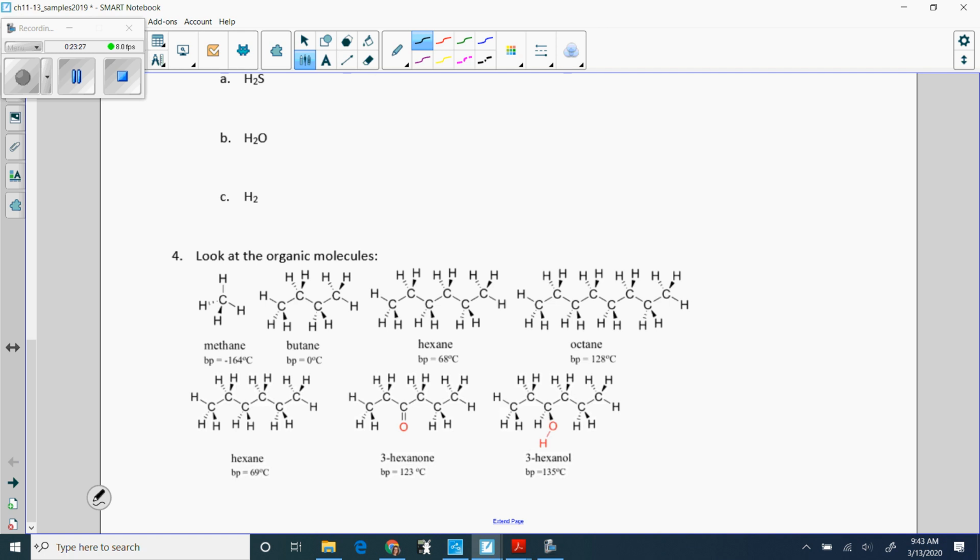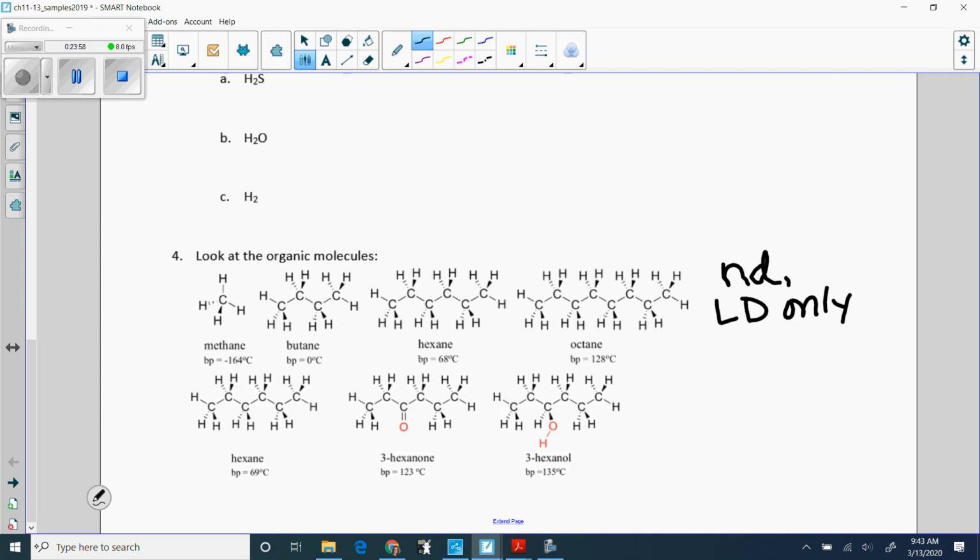Methane is 1, butane is 4, hexane is 6, octane is 8. But they're all tetrahedrals, so all of these are no dipole, because tetrahedrals don't have a dipole. So all of these are London dispersion only. But remember, London dispersion can be super strong. Like if I put 200 kids on a bus and we all sat on one side, we could tip the bus, okay? So even if it's just London dispersion, doesn't mean it can't be strong.